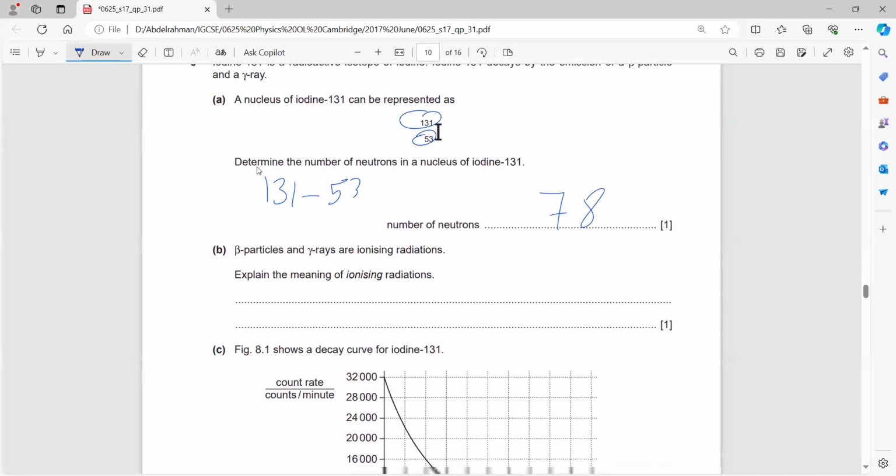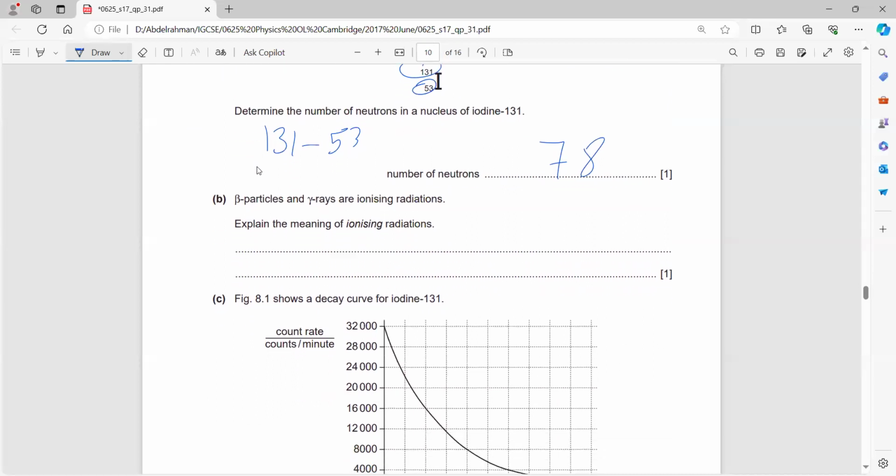Beta particles and gamma rays are ionizing radiations. Explain the meaning of ionizing radiation. One of the usually forgotten definitions. You tend to forget, what does ionizing mean? What is an ion? It's an atom with more or less electrons. So whenever I say ionizing radiation, someone said it's the radiation that removes electrons.